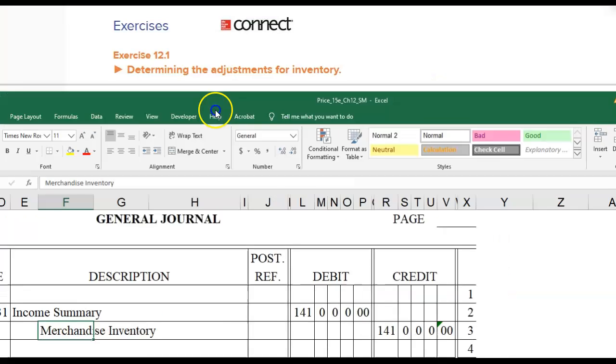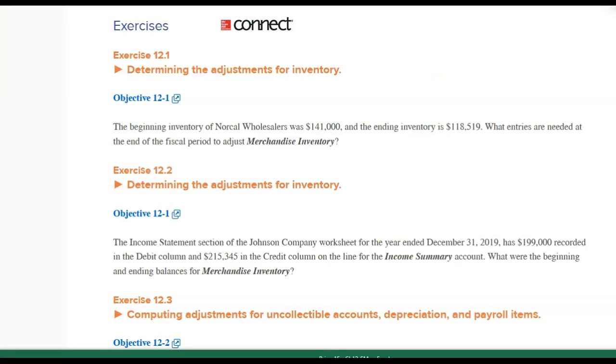Okay, let's look at 12.2. The income statement of Johnson Company worksheet for the year December 31, 2019 has 199,000 recorded in the debit column and 215,345 in the credit column on the line for the income summary. What are the beginning and ending balances for merchandise inventory? So that's just the opposite. It's the same problem, just reverse.